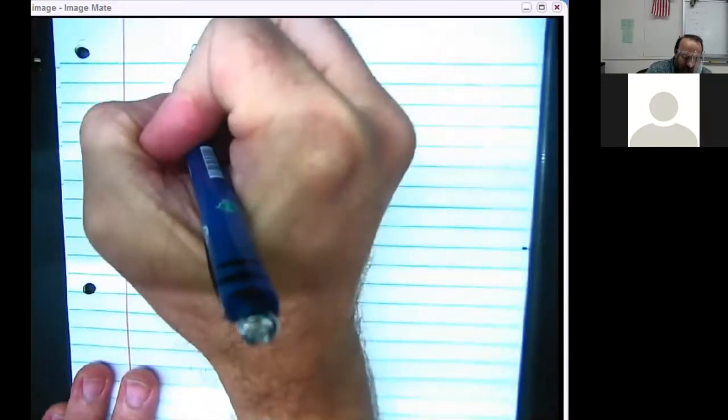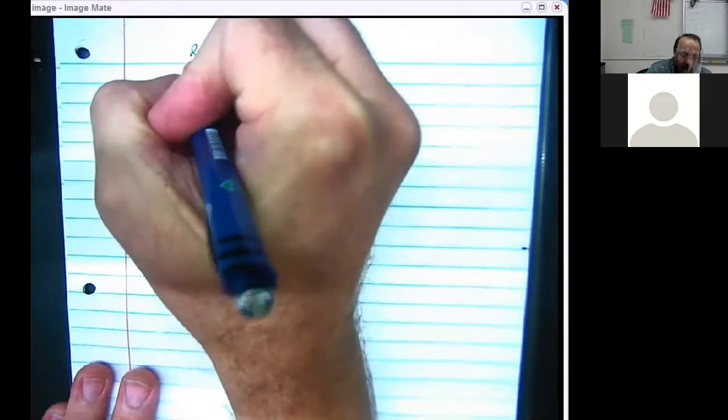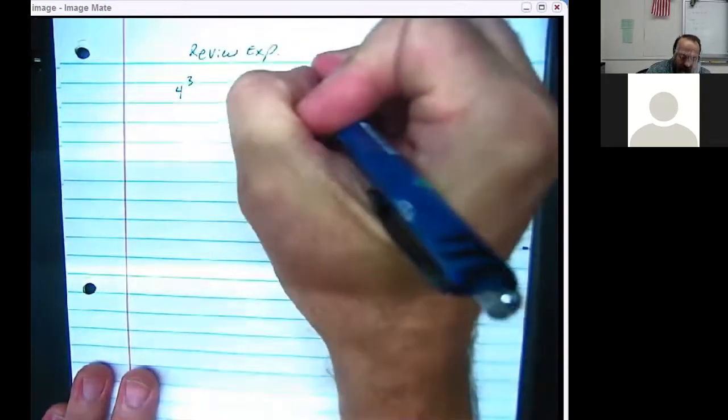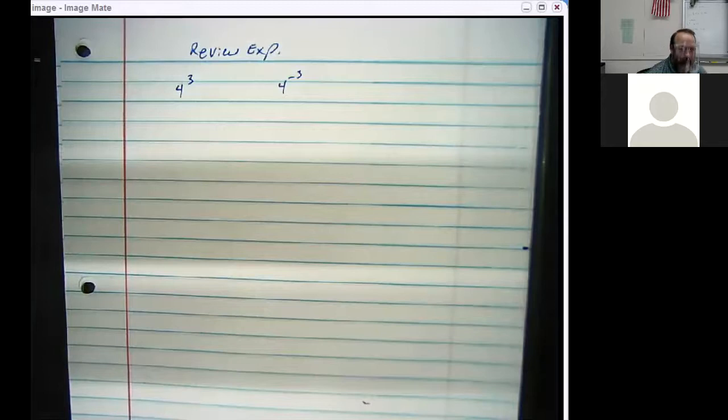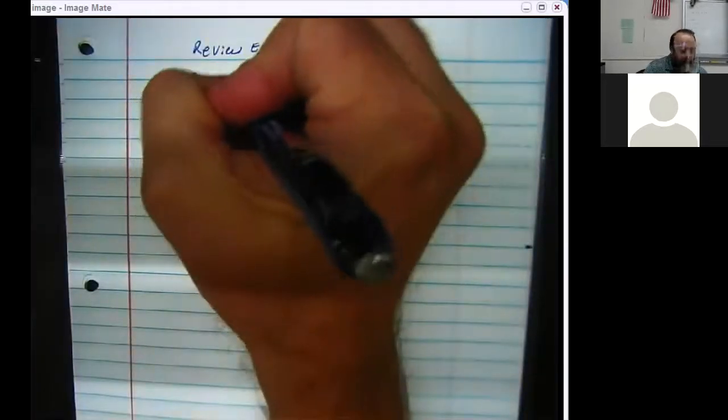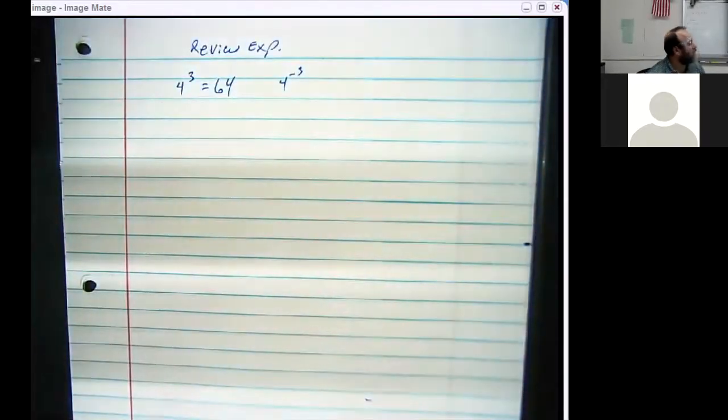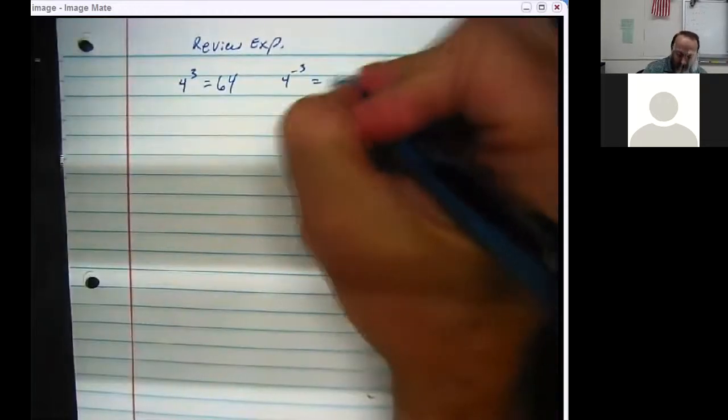First off, do you guys remember what it means to say something is, say, 4 to the third and let's say 4 to the negative third? Make sure everybody's got those down. What does 4 to the third mean? 4 times 4 times 4, which should be 64. That one doesn't usually bother people too much at this level, but 4 to the minus 3, what happens when you have that negative exponent? This should be a reciprocal, right? So just 1 over 64.